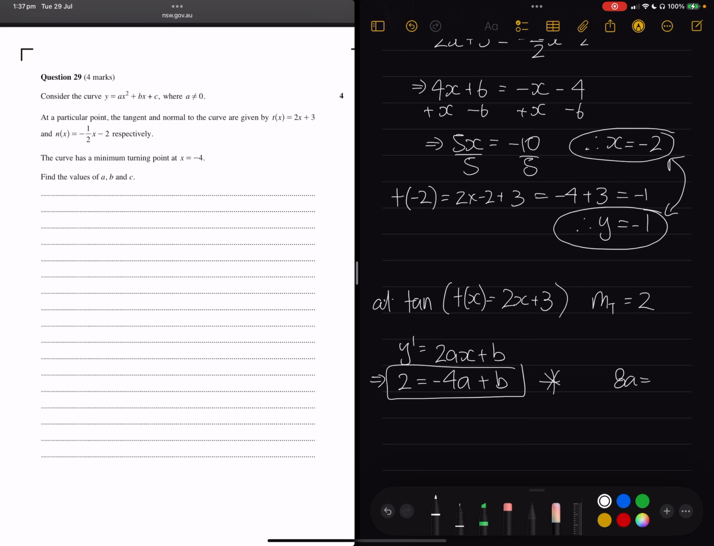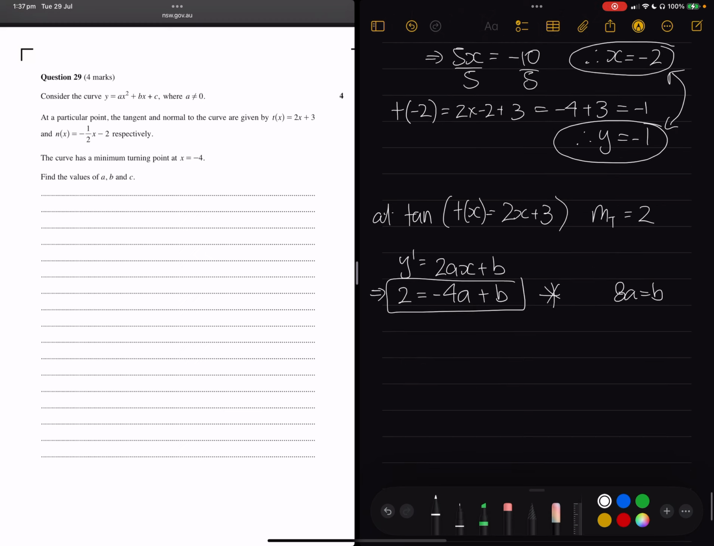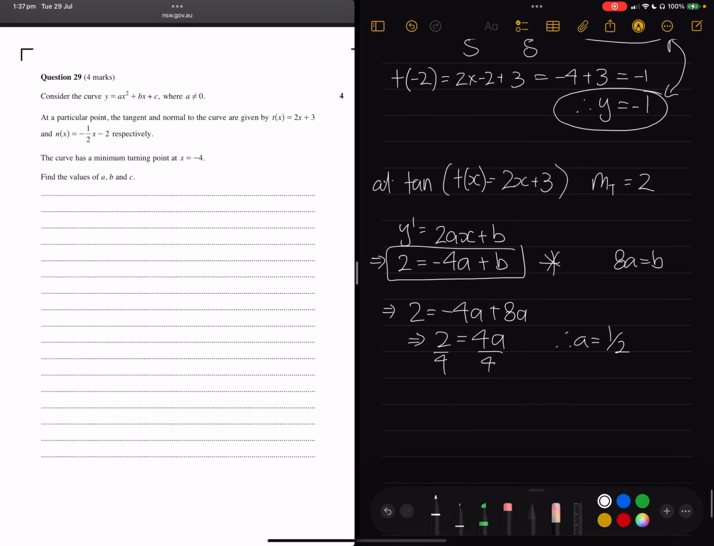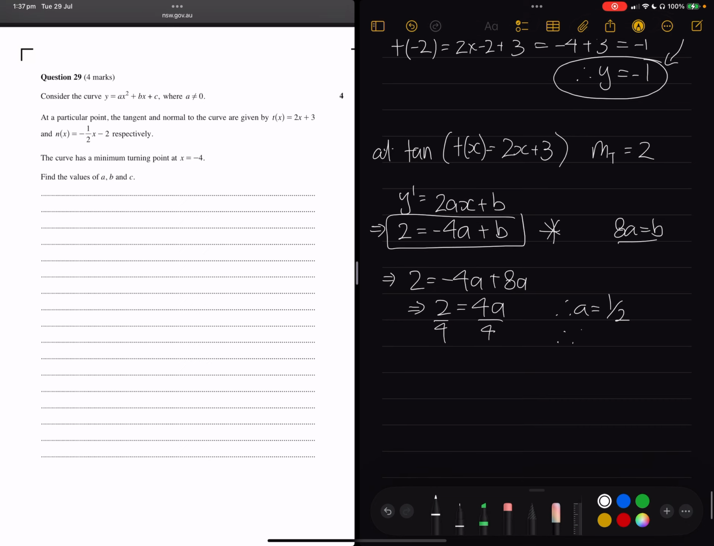So we know 8a equals b. So we're going to plug that in. We're going to let b equal 8a. We get 2 is equal to -4a plus 8a. This gives me 2 is 4a. Divide both sides by 4. I get a is equal to 1/2. If a is equal to 1/2, plug that into 8a equals b, and this tells me that b must be equal to 4. So we have a, we have b, we have a point that they pass through.